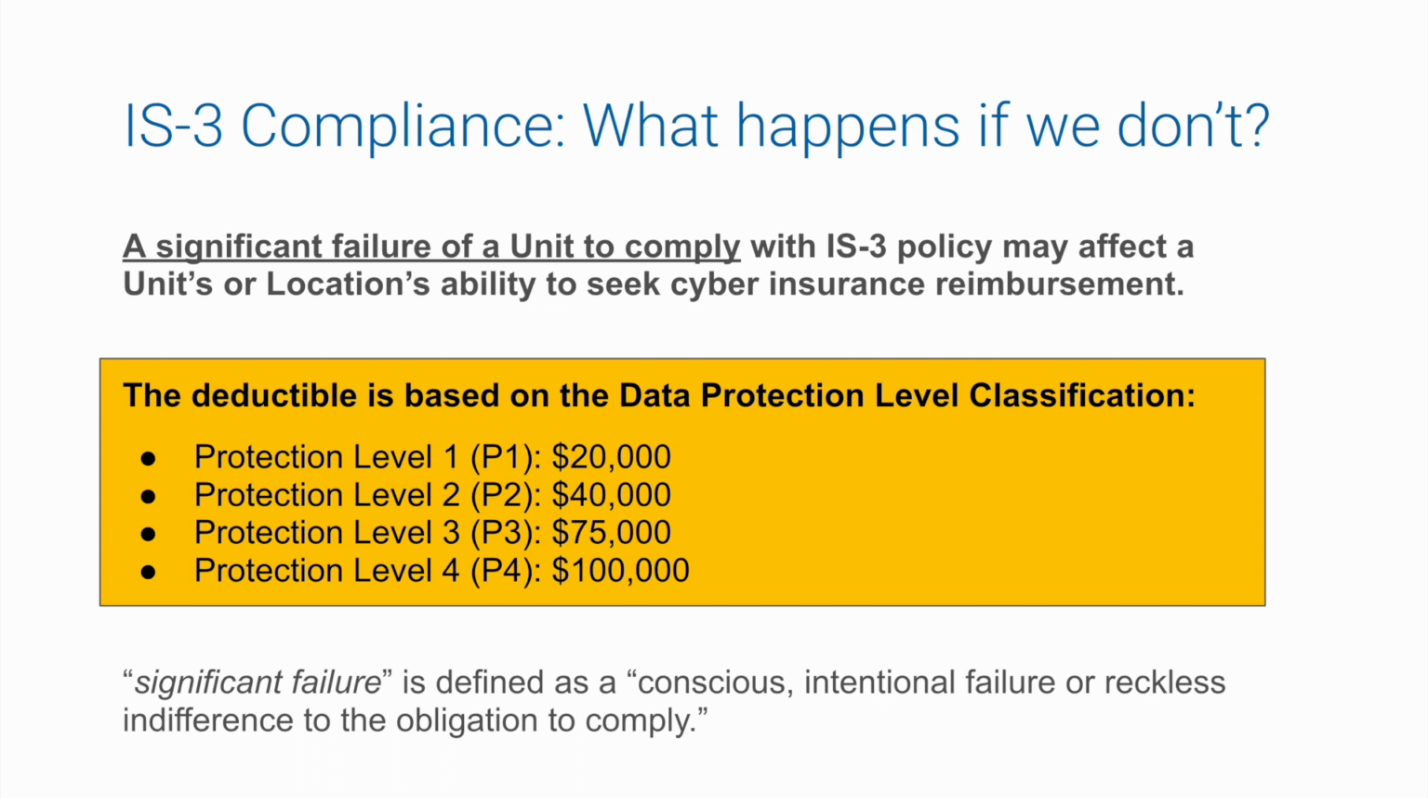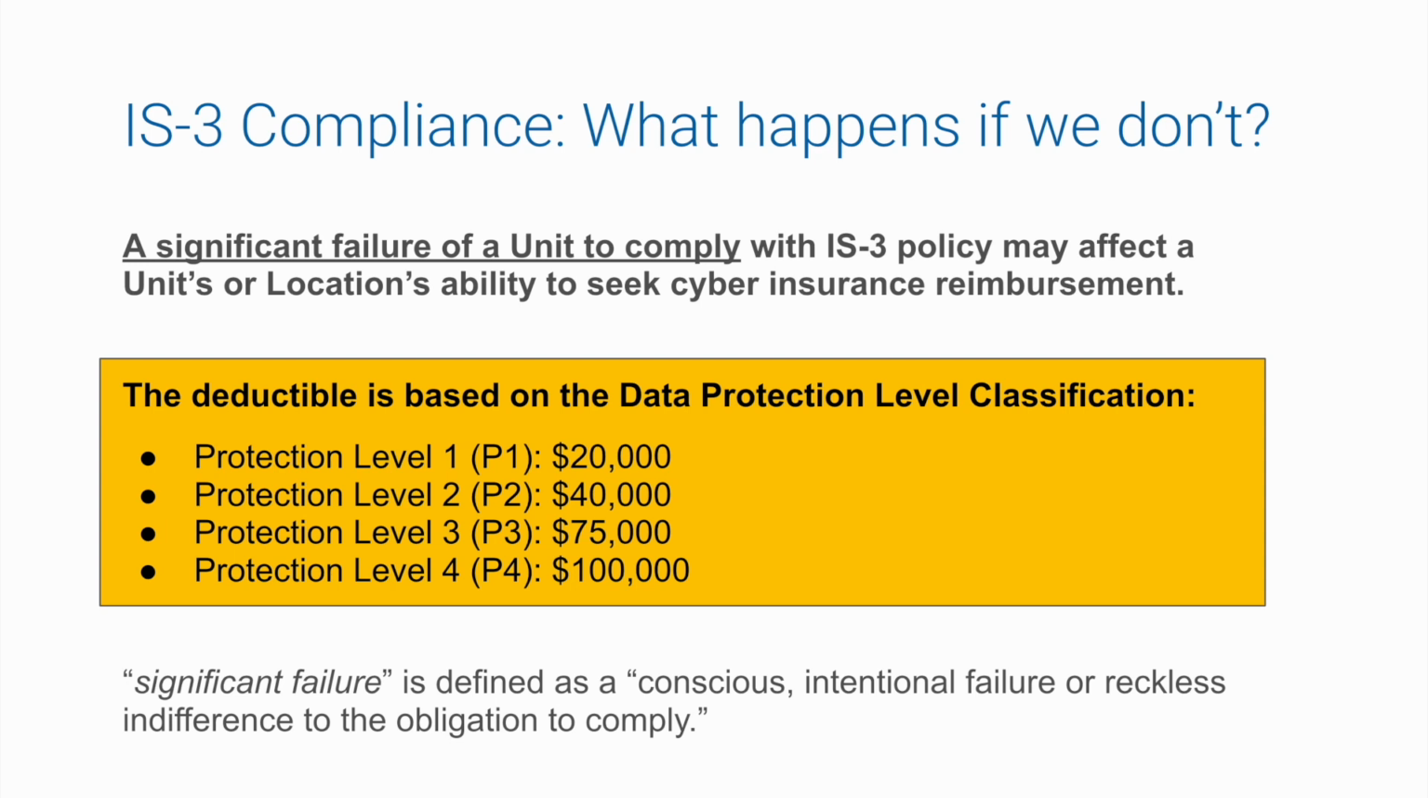Let's review two examples. Example 1. If a unit did not encrypt any of its 50 laptops, that would constitute a failure to comply. Whereas if a unit encrypted all of its laptops and 2 new ones were stolen prior to the setup process, that would not constitute a significant failure to comply.